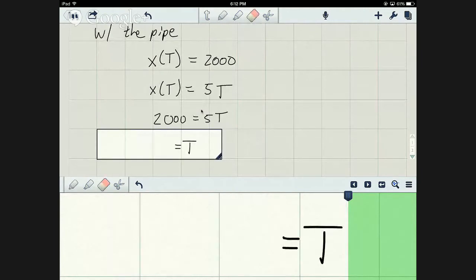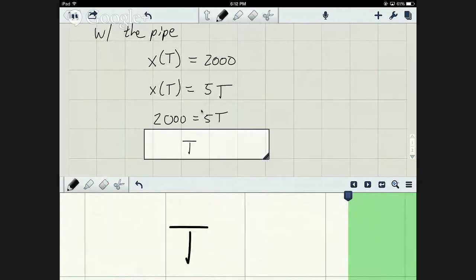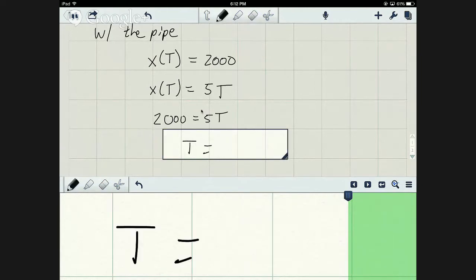Let's put time on the left side here. 2,000 divided by 5. That's a tough one. I think it's 400. Yes, 400. Math skills not so good, but I think I got that one. So that's measured in seconds.